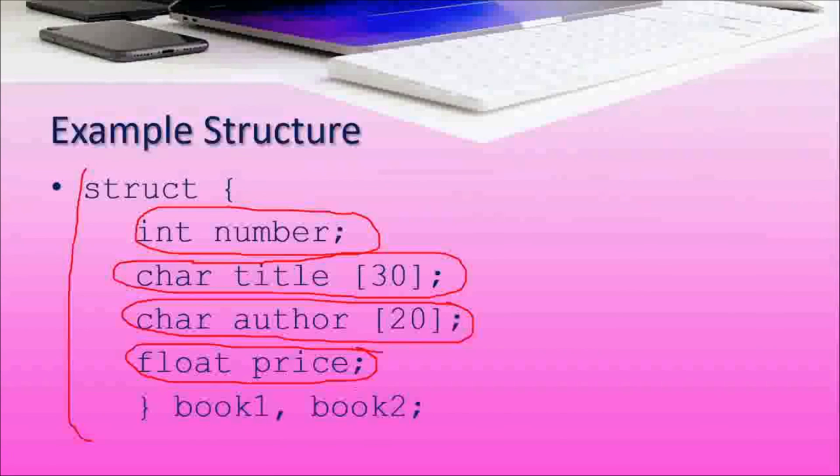So book 1 as well as book 2 are two instances of this particular structure. Book 1 is a variable and book 2 is another variable, and both these variables will be of type this particular structure. That is, book 1 will contain all these 4 fields, and book 2 will also contain all these 4 fields. And how to access individual fields inside a structure, that we will discuss later. In the next class we will discuss.